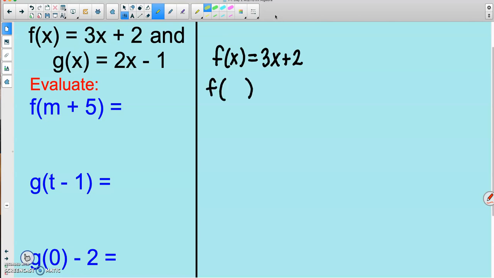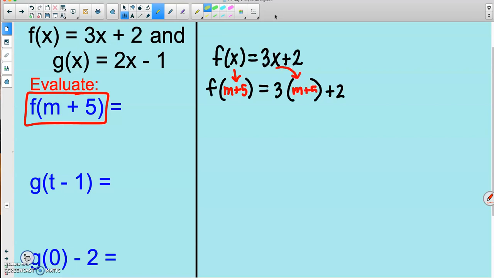So what's happening on this next one is we're not replacing the x with just a number. We're replacing the x with m plus 5. So we're actually kind of complicating the problem a little bit more than it was originally. So what happens when you replace x with m plus 5 is the 3 that's out in front has to get distributed. So we've got to distribute here.